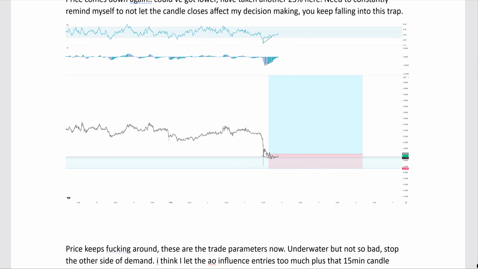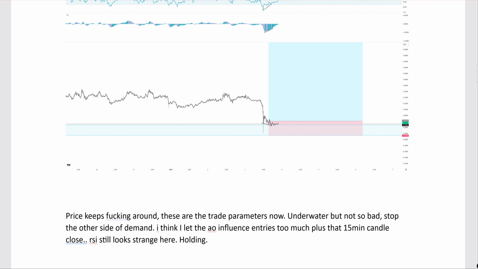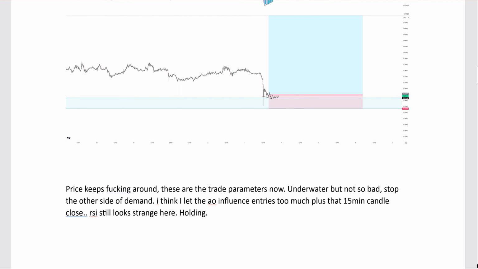Price keeps messing around. These are the trade parameters now. Underwater, but not so bad. Stop the other side of demand. I think I let the AO influence entries too much, plus that 15-minute candle close. RSI still looks strange here, but holding.